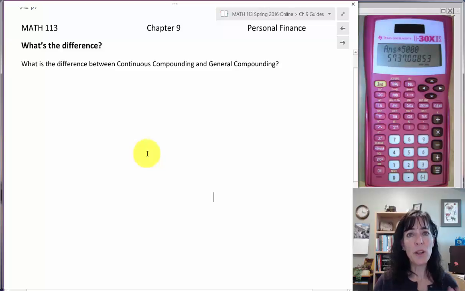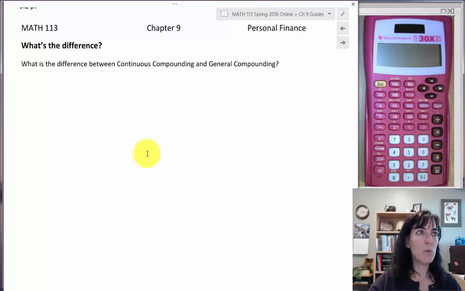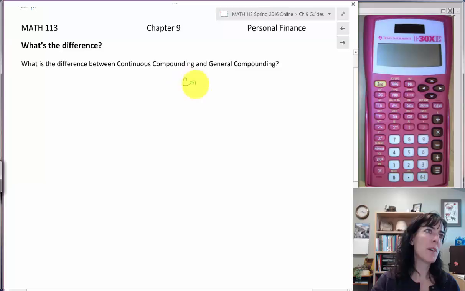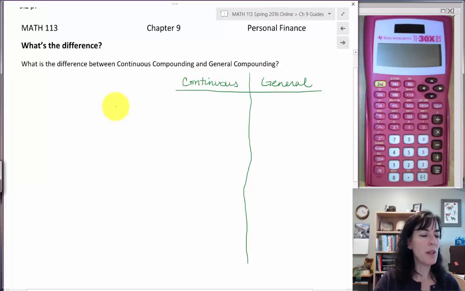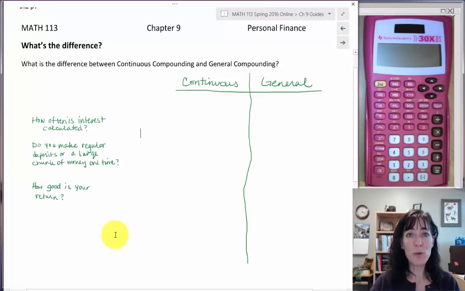So we'd like to know what's the difference between, and we want to compare continuous compounding and general compounding. And so let's use our same strategy. So first off, we'll look at continuous and general. And we want to think about those same few things that we had before. So the first question was, how often is interest calculated?